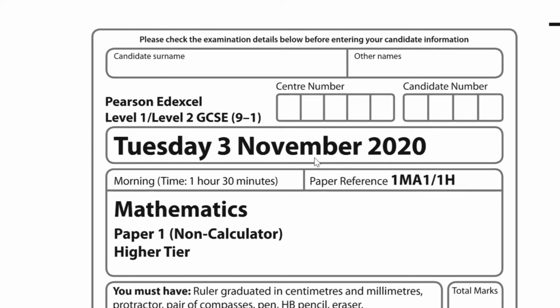This is the Edexcel GCSE 9-1 Maths Higher Paper 1 from the November 2020 series, and this paper is a non-calculator paper.